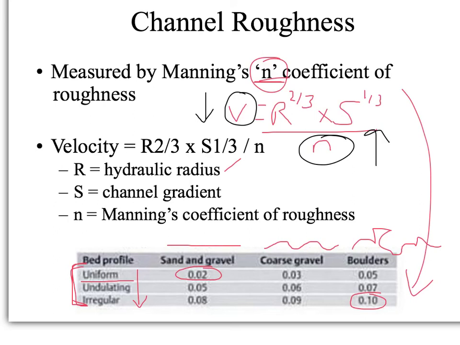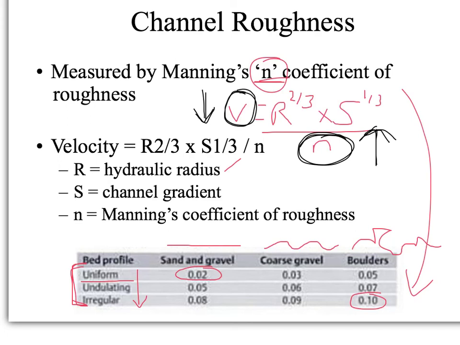Okay, is that clear? So the higher the value of N, the rougher the channel, the lower the value of V. Simple maths: if the dividing number or value is higher, the total value becomes lower. So the rougher the channel, the more energy is lost to friction and the lower the velocity.